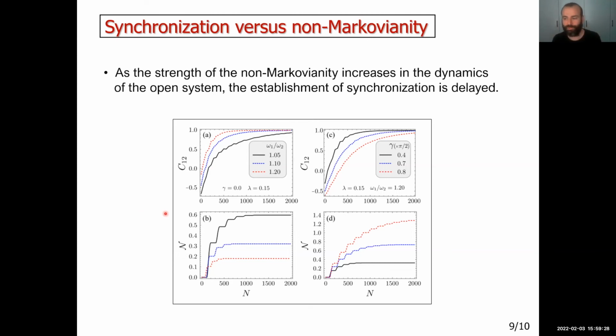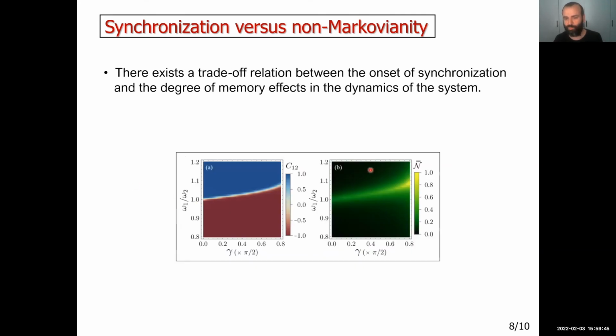Or to summarize everything, we can say, as the non-Markovianity increases in the dynamics, the establishment of synchronization is delayed further and further. And in some parameter region, it's so delayed that the synchronization can never happen. This corresponds to this white line here, followed by this maximal non-Markovianity curve.